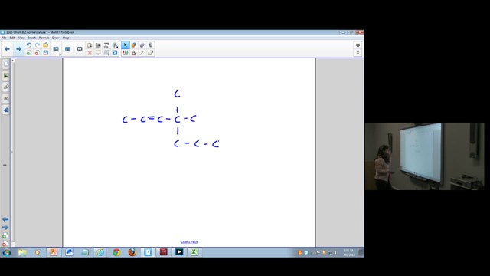All right, let's name this structure. Again, I'll give you like a minute and a half to think about this for a second.